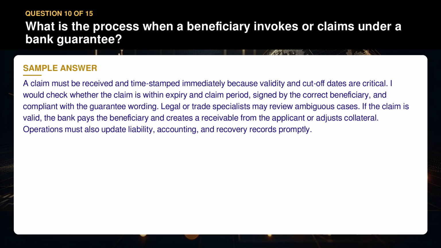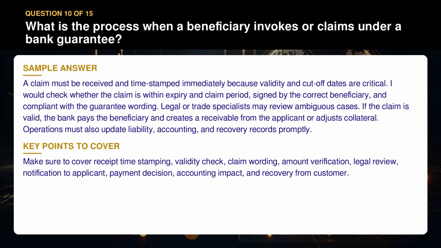If the claim is valid, the bank pays the beneficiary and creates a receivable from the applicant, or adjusts collateral. Operations must also update liability, accounting, and recovery records promptly. Make sure to cover receipt timestamping, validity check, claim wording, amount verification, legal review, notification to applicant, payment decision, accounting impact, and recovery from customer.